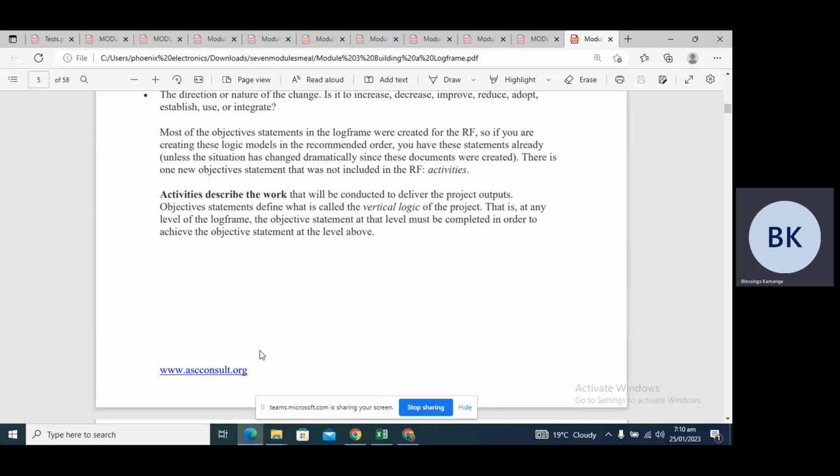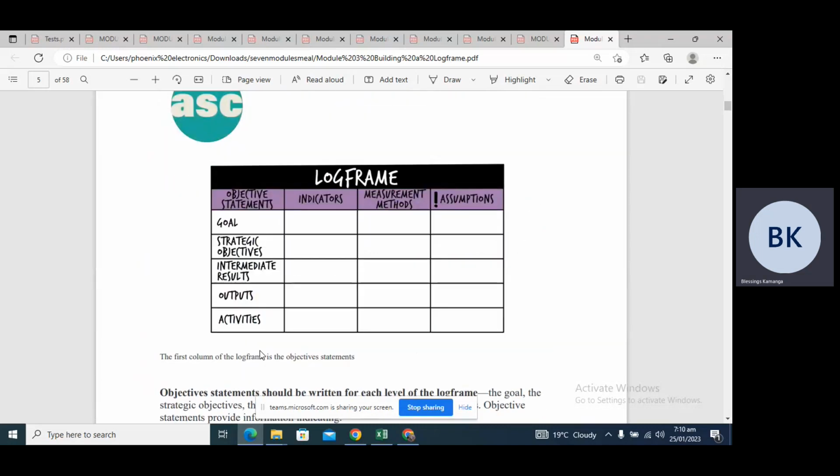So we have what is known as vertical logic, right? The vertical logic can be described as follows: at any level of the logical framework, the objective statement at that level must be completed in order to achieve the statement at the level above. For instance, for you to achieve any output that you can think of, first of all, you have to be able to achieve an activity.